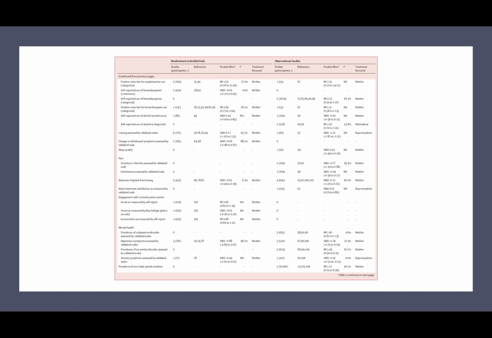It seemed like there were 1 or 2 randomized controlled trials that evaluated those, but didn't find a big difference. And then in terms of mental health outcomes, the big difference here was that anxiety symptoms seem to be better in buprenorphine treatment compared to methadone.